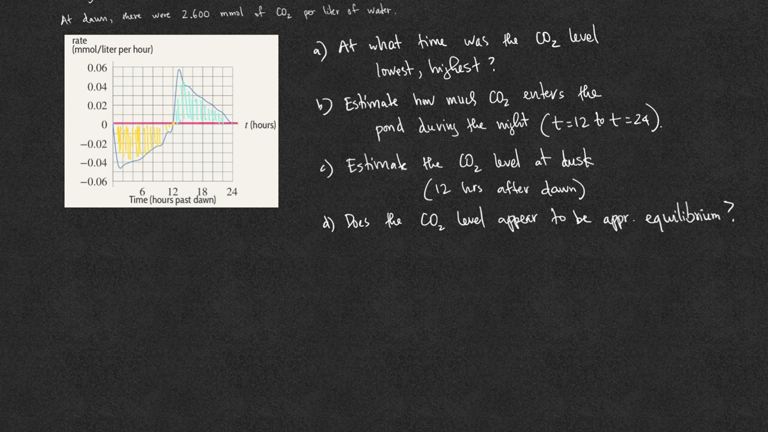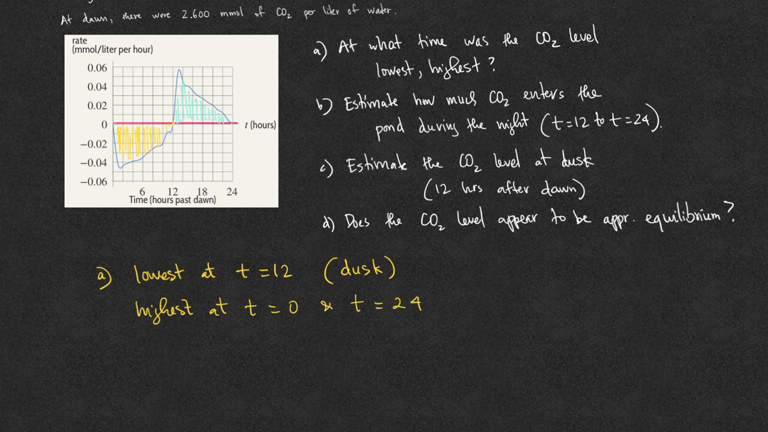T equals 24 is the same as t equals 0. And so we conclude that the CO2 level is lowest at t equals 12, and the CO2 level is highest at t equals 0 and t equals 24. T equals 12 is at dusk, and t equals 0 and 24 are at dawn.